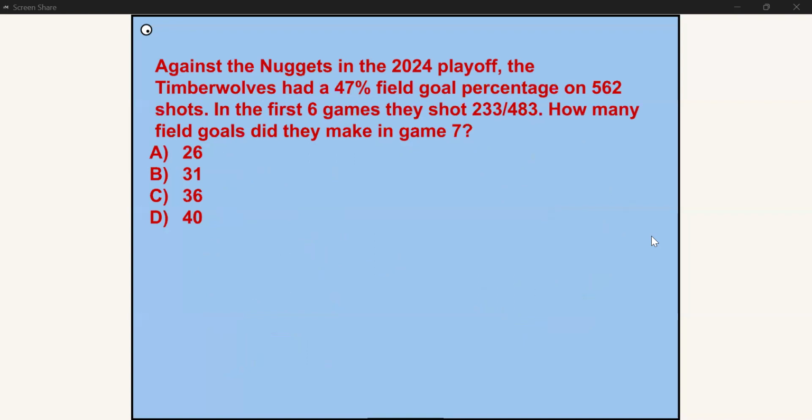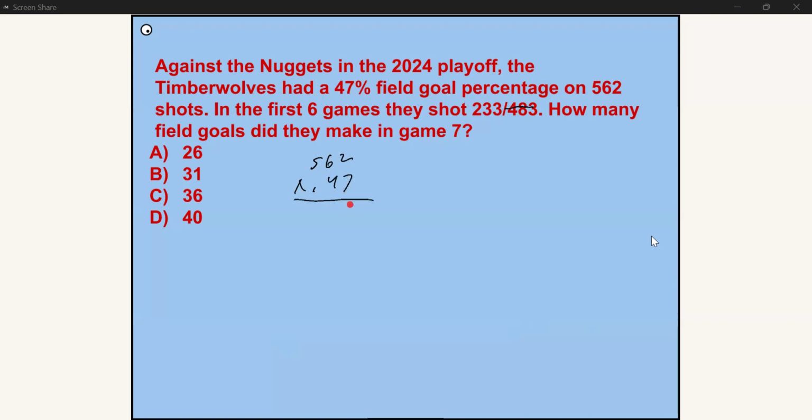Okay, so again, we can use this to study how to not use all the information and just use the information that matters. The 483 doesn't actually matter because we can find the total shots made by doing 0.47 times 562. So let's do that. Right. Let's do some long multiplication practice.